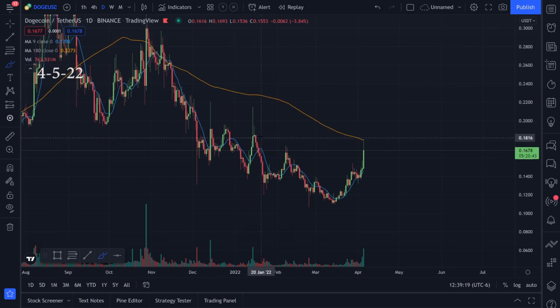That first signal came from this resistance and this resistance. We had this downtrend, something like this. We broke this downtrend going to the upside. I thought this is when I first started getting more bullish about Dogecoin.